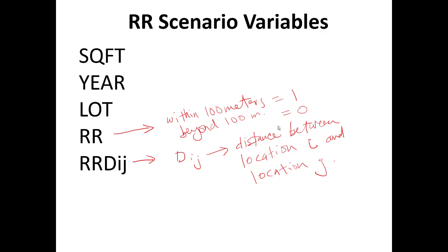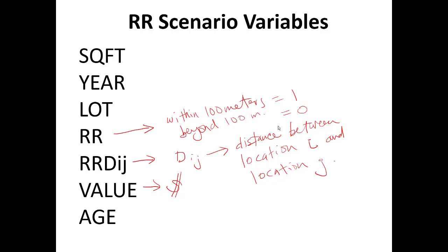So RRDIJ is just the distance between a particular house and the railroad line. Value is just the most recent value of the house as it has been assessed by property assessors. So value is just going to be in dollars. And then the last one we have is age. So age is how old the house is.